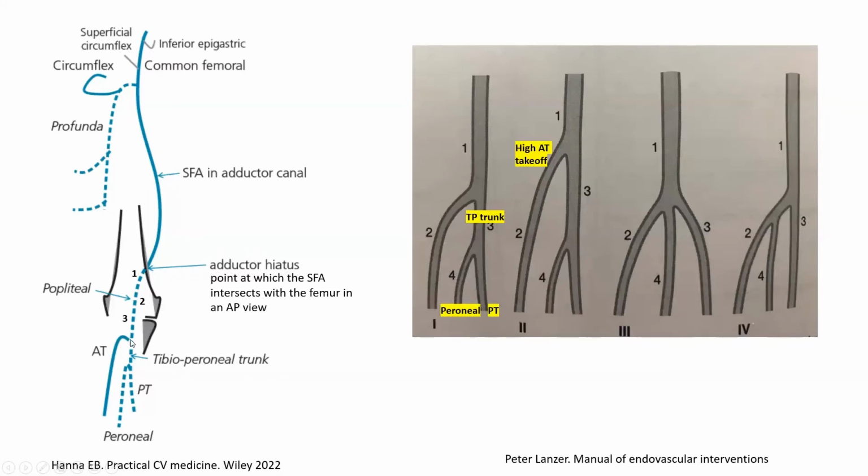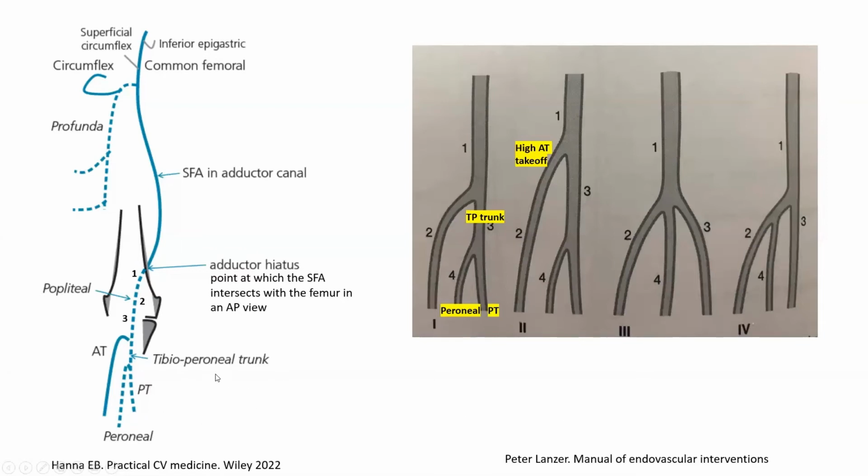Also anteriorly to posteriorly, the AT is an anterior branch. It comes off the popliteal, it pierces through the interosseous membrane, and it emerges anteriorly, whereas the other 2 remain posterior. Okay. Typically, those triple branches, they don't come as a trifurcation. They come as a double bifurcation. You get AT, then you get tibio-peroneal trunk, which gives peroneal and PT. Very important anatomy to know.